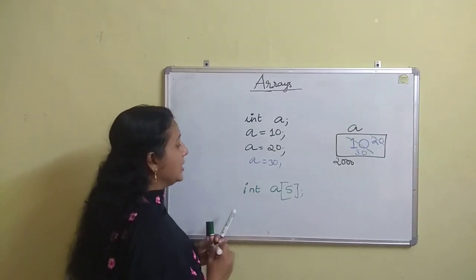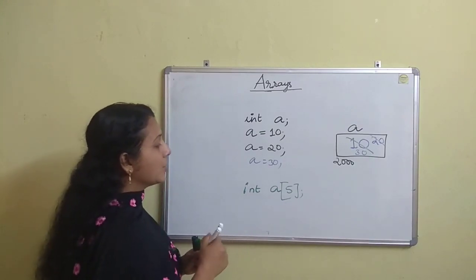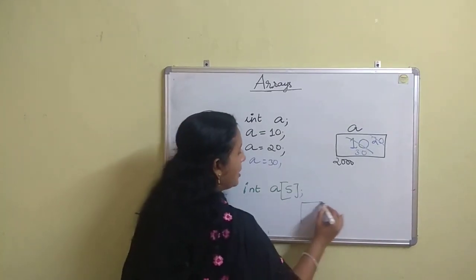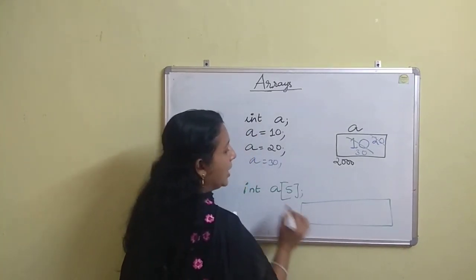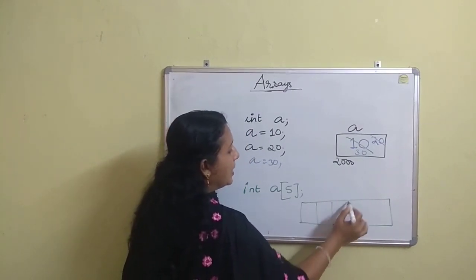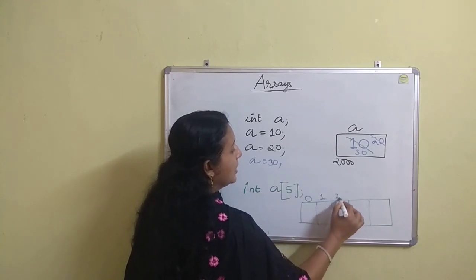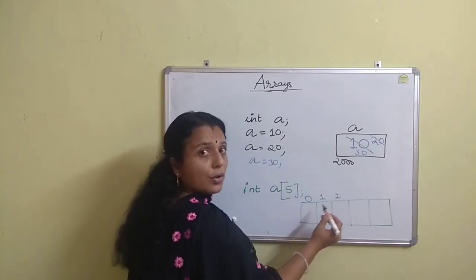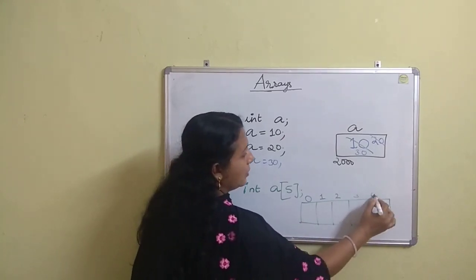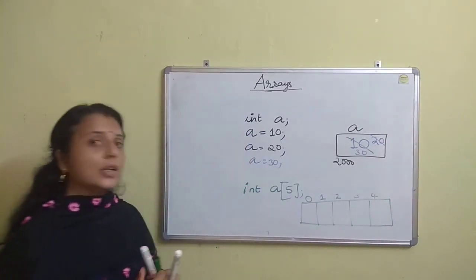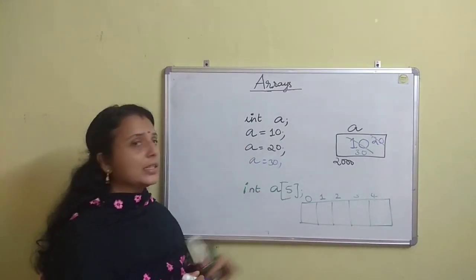When you are writing this statement, what happens? The memory manager is going to allocate a memory block of 5 memory cells. Okay, and the indexes of the 5 memory cells start from 0. So 0, 1, 2, 3 and 4. So this is how this statement, when executed, gets represented.